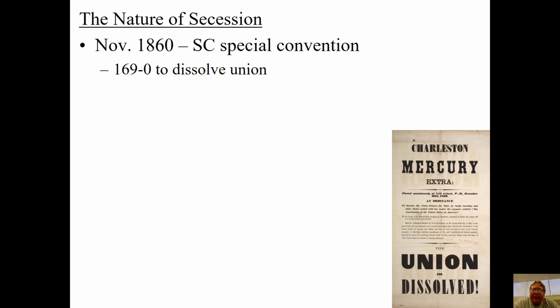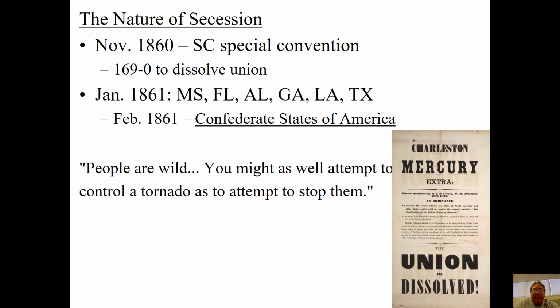And there, in a very close vote of 169-0, so it's unanimous, they decide to secede. Remember, they tried it under Jackson, but it didn't go well. They threatened it several other times. This time, they actually vote to do it. And then they start asking other Southerners to join them.